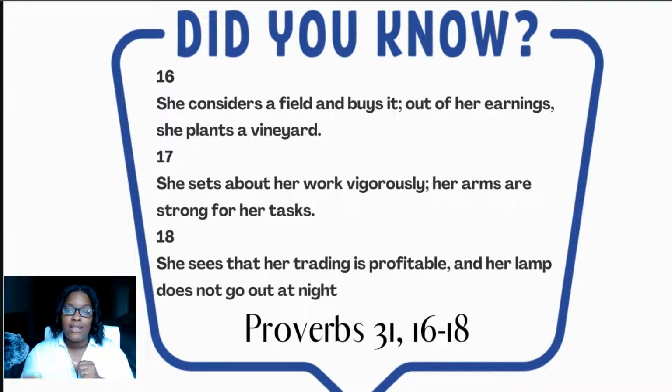It says this: she considers a field and buys it. Out of her earnings, she plants a vineyard. She sets about her work vigorously. Her arms are strong for her task. She sees that her trading is profitable, and her lamp does not go out at night. Proverbs 31, 16 through 18.